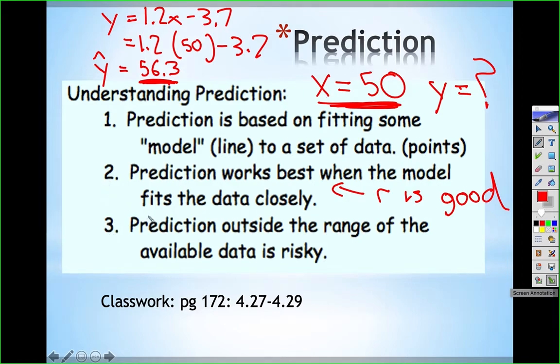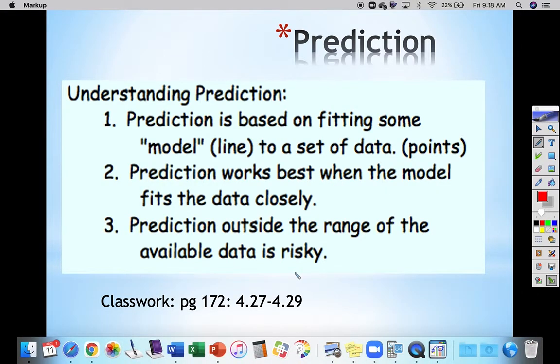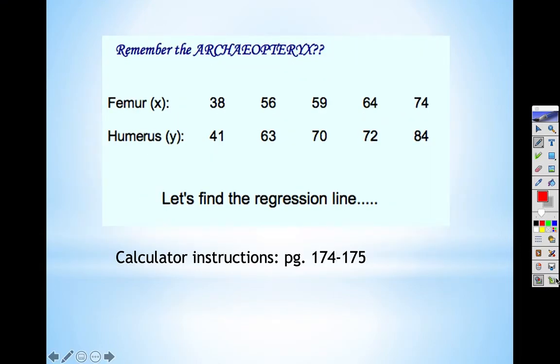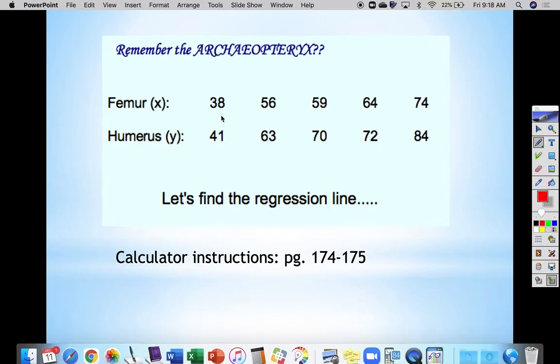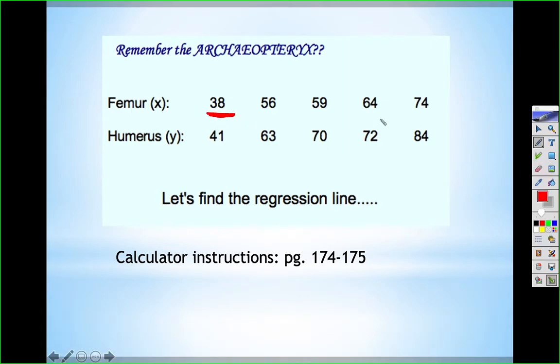The last one is the important one. Prediction outside the range of the data is risky. What does that mean? It's easiest to understand if you look at the data. This is all based on the x. You look at the lowest x and the highest x. We call that the range of the data. 38 through 74 is all good to go. And then you can even go a little bit lower than 38 and a little bit higher than 74.